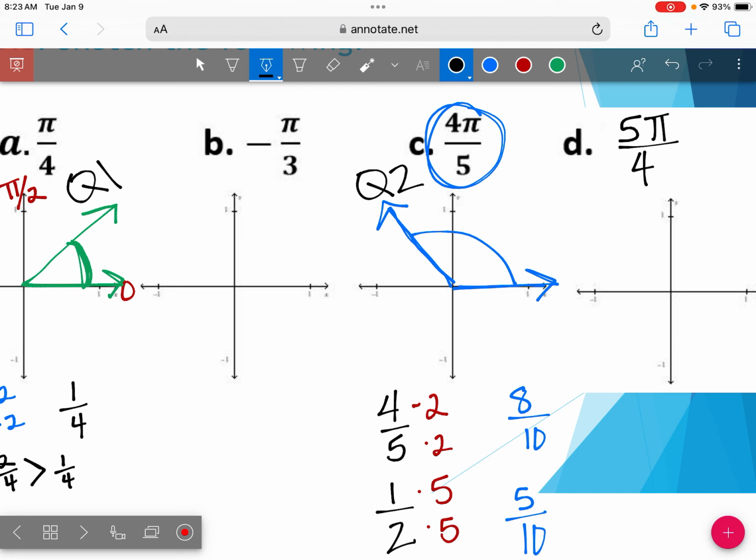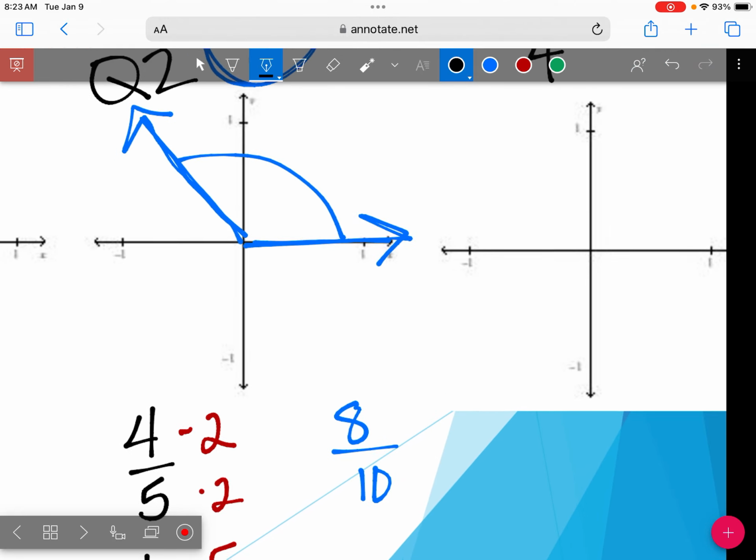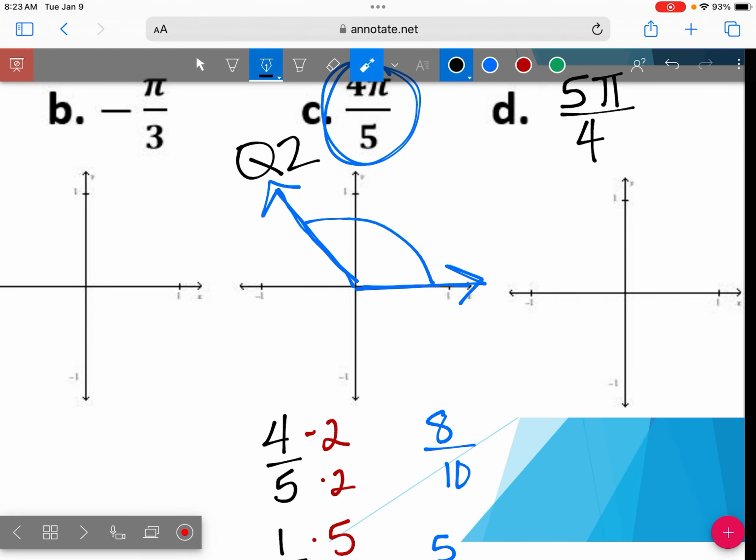All right, 5 pi over 4. So now we know that we're higher than 1. So we're not in Q1 or in Q2. So we're either in Q3 or Q4. So we need to figure out, is this number more than 1.5? Because if 5 over 4 is more than 1.5, it's going to fall over here. But if it's less than 1.5, it's over here.